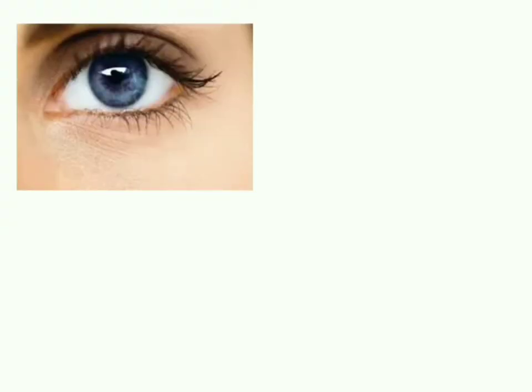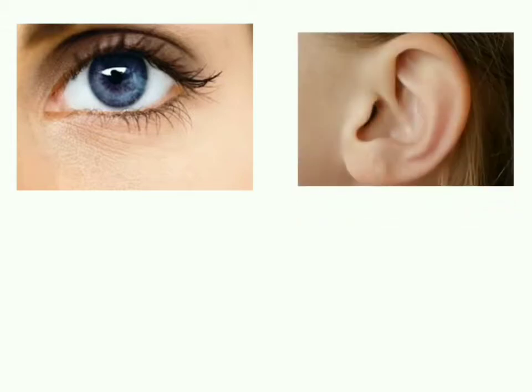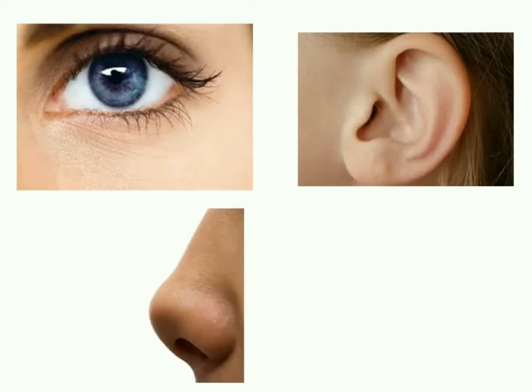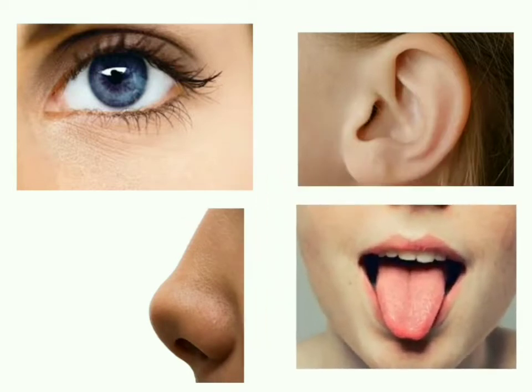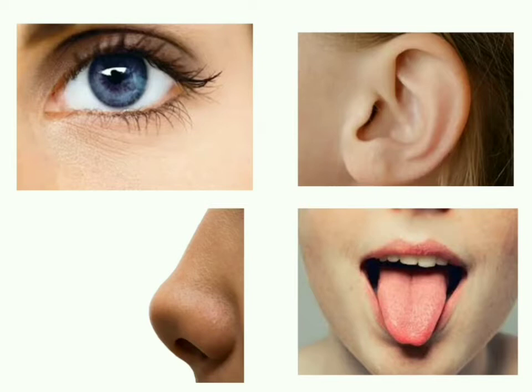Can you see what this is? Yes, this is an eye. This is an ear, a nose, and here is a picture of a tongue. Boys, after seeing this picture, can you realize anything? Can you combine them? What are they showing us or telling us about? Yes, these are all our sensory organs. So let us start today's chapter 6, sensory organs.